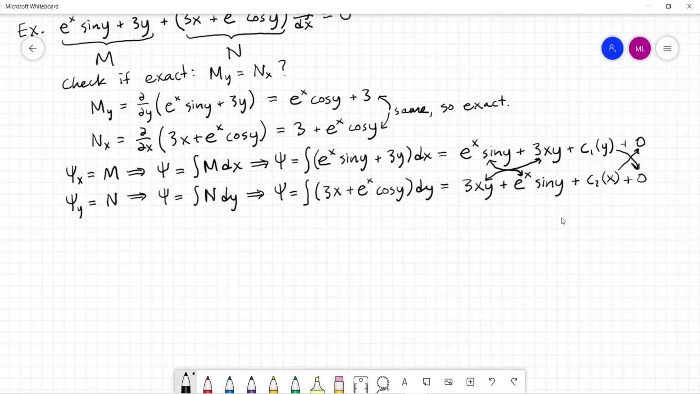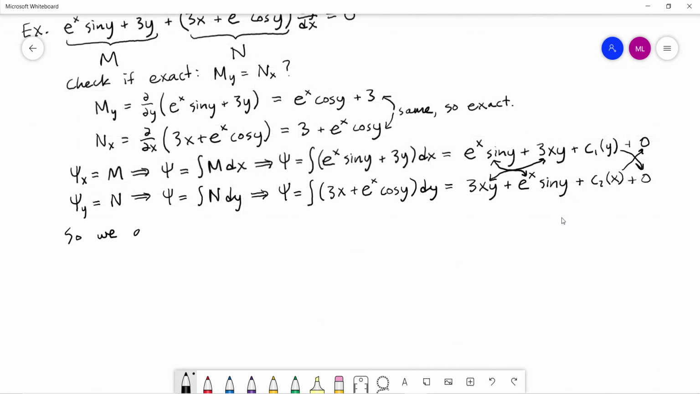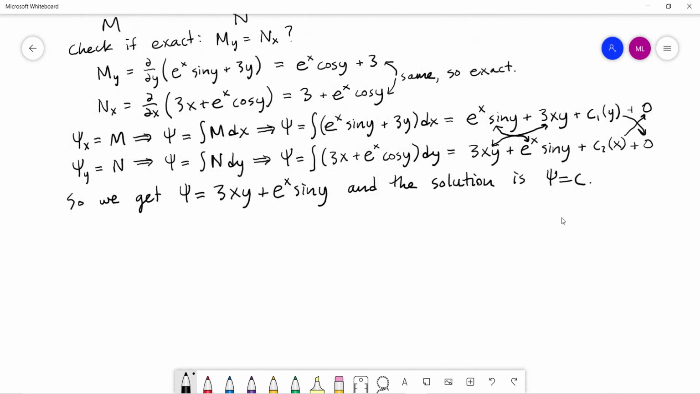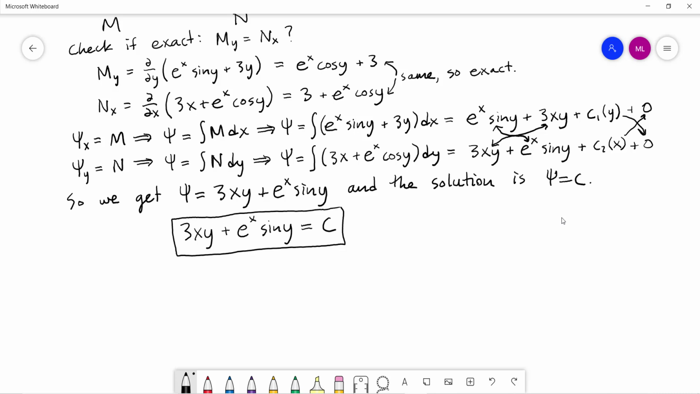And we can just write that psi is equal to 3xy plus e to the x sine y. And the solution is psi equals a constant, or if we were to write that out explicitly, 3xy, and I say explicitly, it's still going to be an implicit representation. So 3xy plus e to the x sine y equals a constant. There is our solution, our implicit solution. As good as it's going to get.